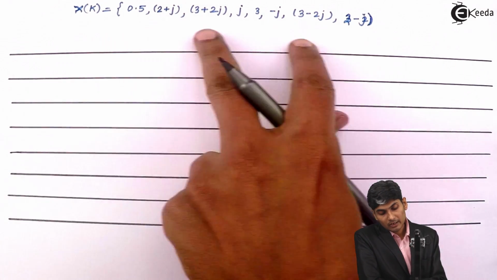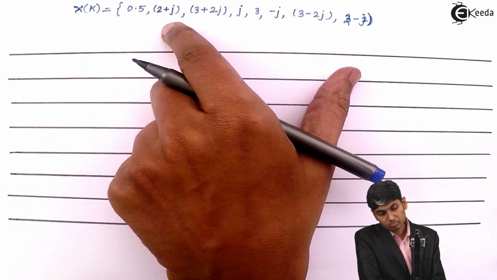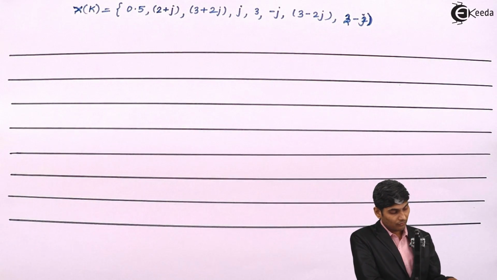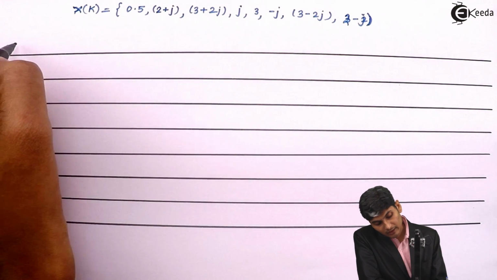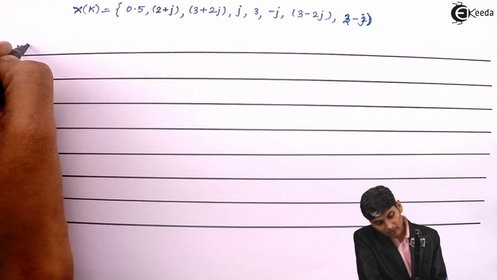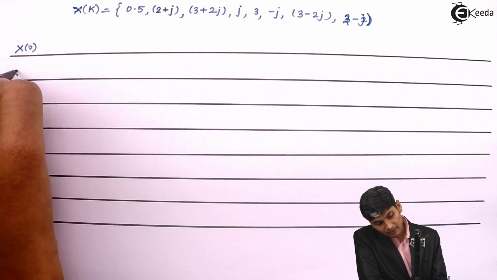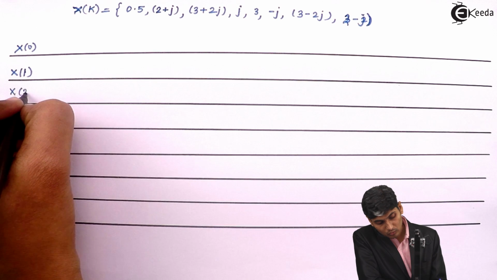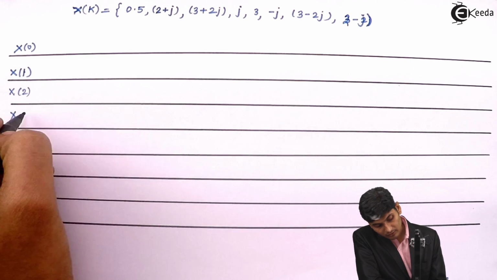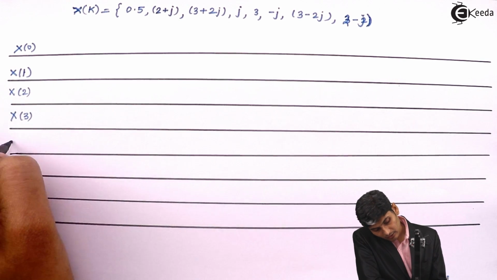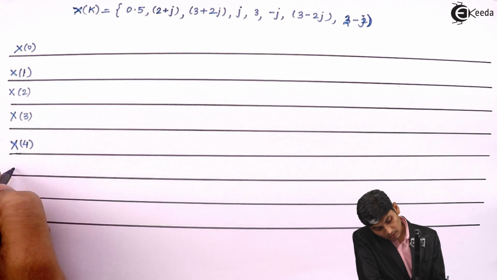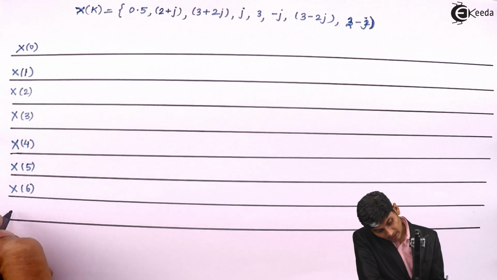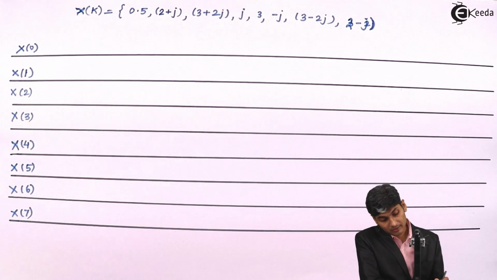Now when I am going to put these 8 points, I have to write them in order on this side. So the first point I will write as X(0), then I will have X(1), then we will have X(2), then we will have X(3), then X(4), X(5), X(6) and X(7).